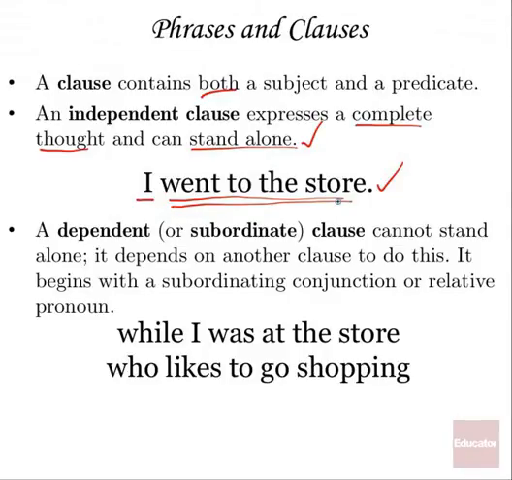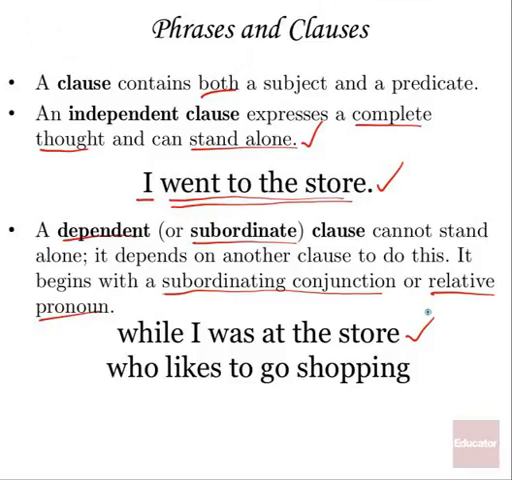A dependent or subordinate clause, we use both names in English, unfortunately, cannot stand alone. It depends on another clause to do this. It begins with a subordinating conjunction or a relative pronoun. Now you'll find those covered in our lessons on conjunctions and pronouns respectively. But for right now, all you need to know is a dependent or subordinate clause depends on something else to work. So, while I was at the store.